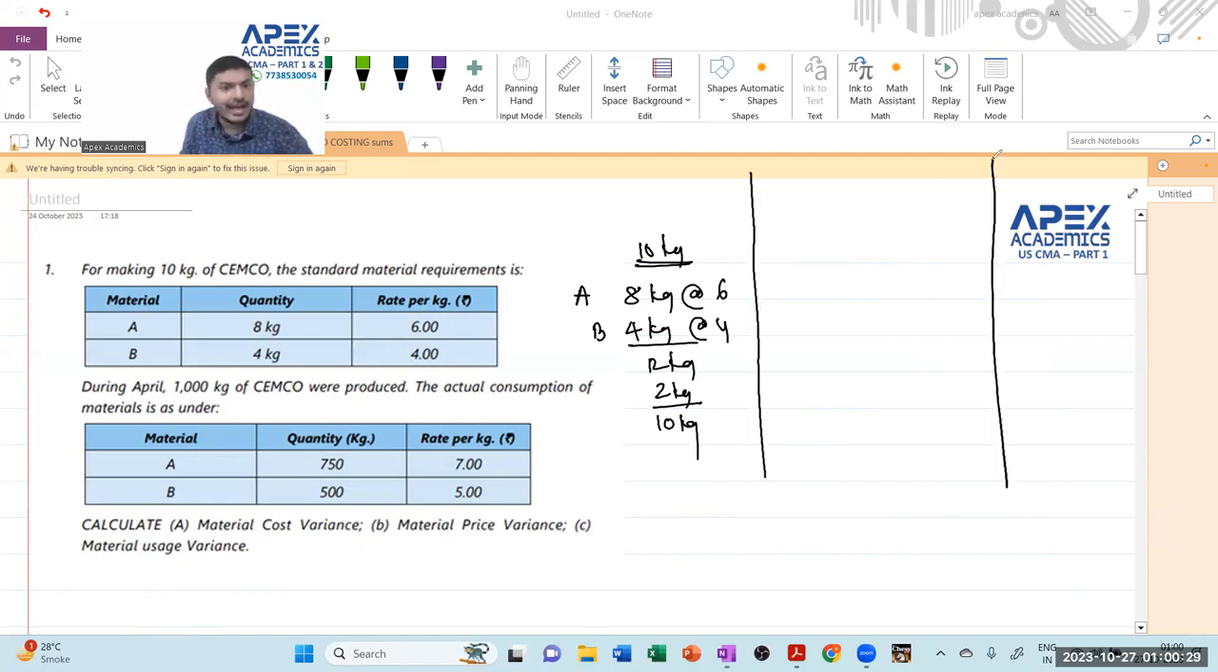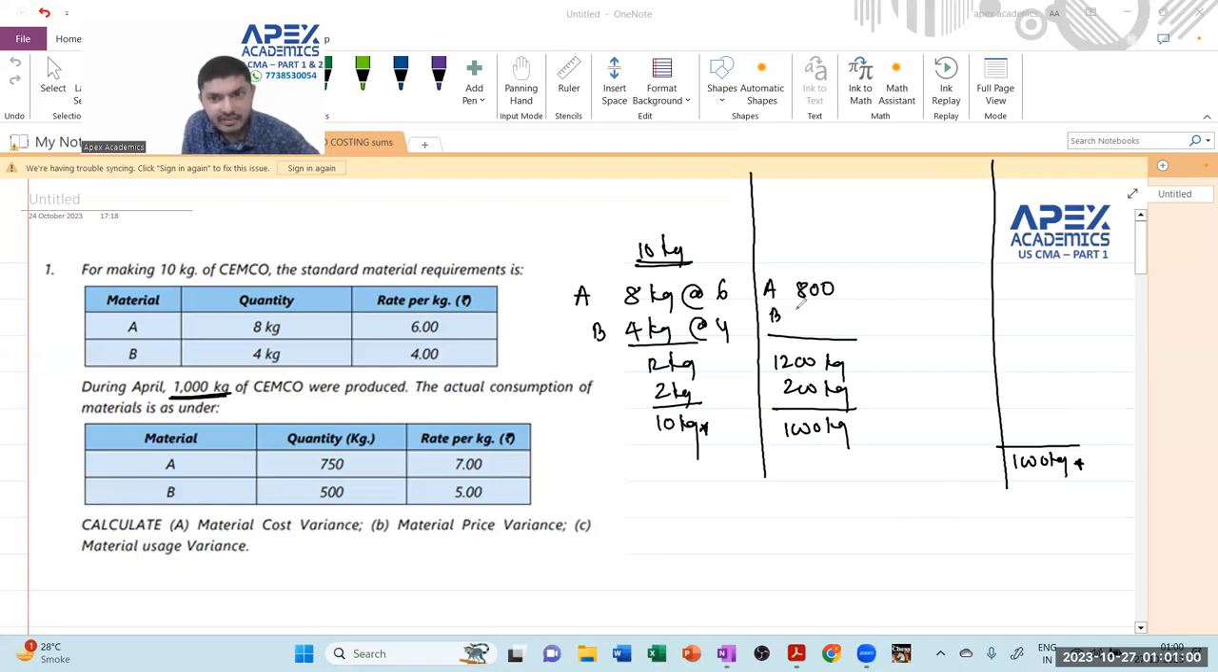Actual world, what happened? You took out an output of 1,000 kgs. This 1,000 kg is comparable with these 10 kgs because they are both outputs. So I will write over here 1,000 kg. As per unitary mathematics, this has to be, I beg your pardon, 1,200 kgs. So my 200 kgs are lost. So my A, I will need 800 kgs and B, I will need 400 kgs at the rate of 6 and at the rate of 4 respectively.